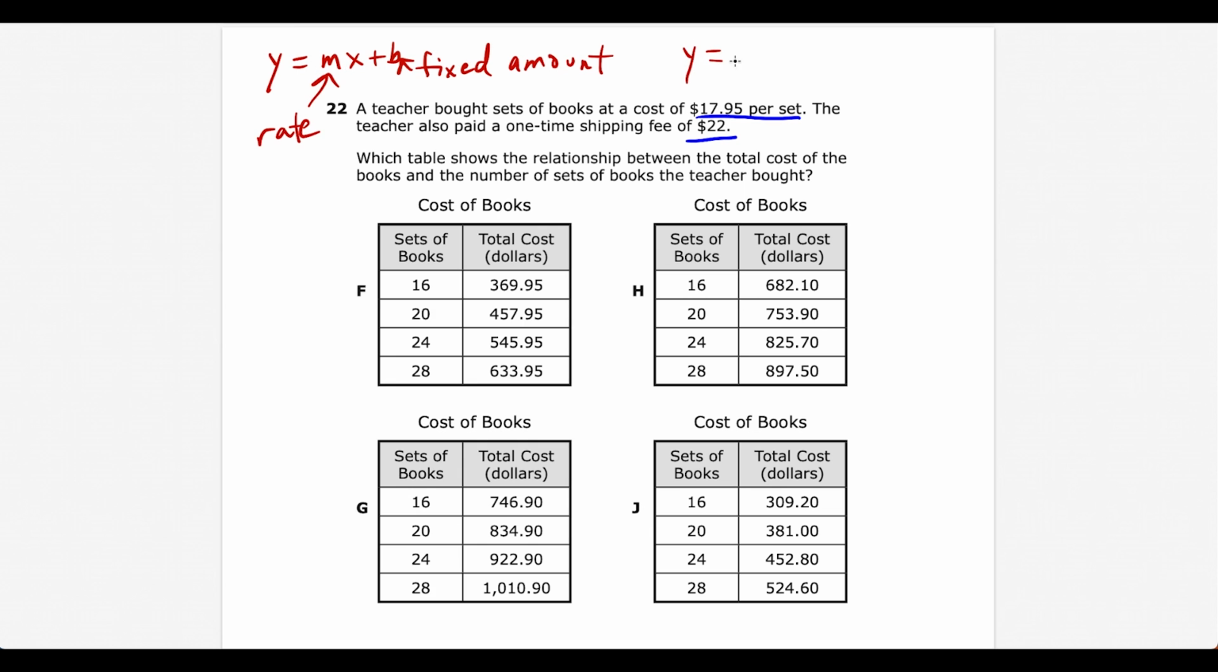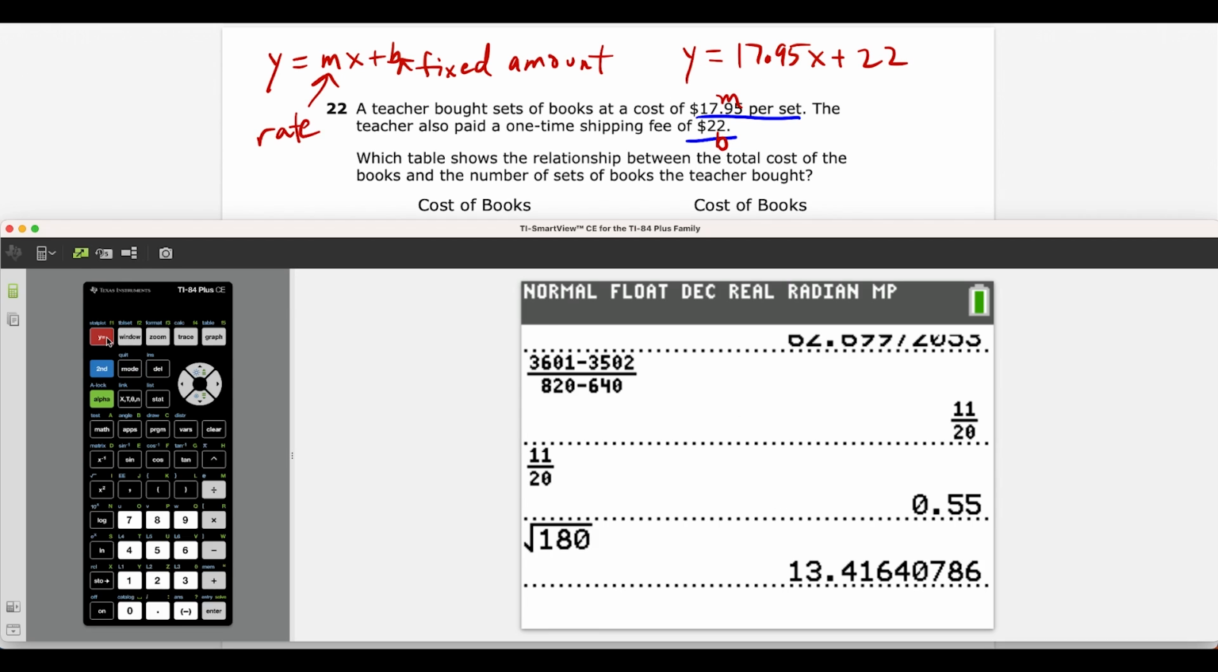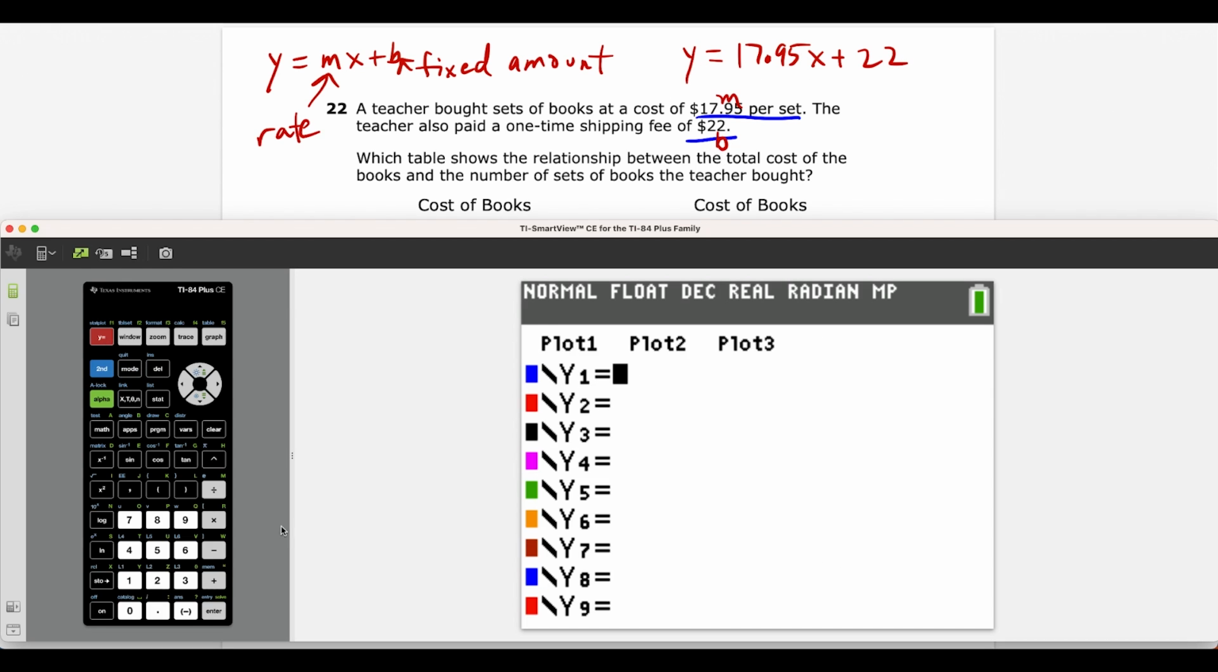So what I would do for a question like this is I would just write out an equation based on what they gave us. So they told us that the slope here, or the rate here, the m value, is 17.95. So I'm going to write 17.95x plus the shipping fee, which represents the fixed amount. So this is our b value, which is going to be 22. And then the rest is calculator work. So we'll go over to the y = here, and we're just going to type in the equation. We have 17.95, we tack on the x, and then we're writing our plus 22.